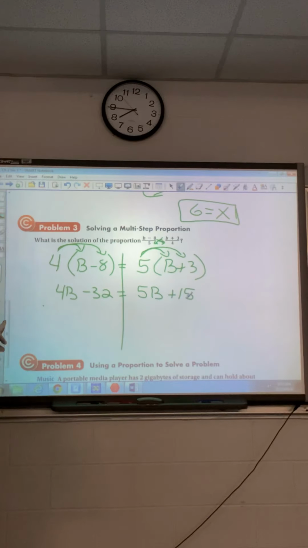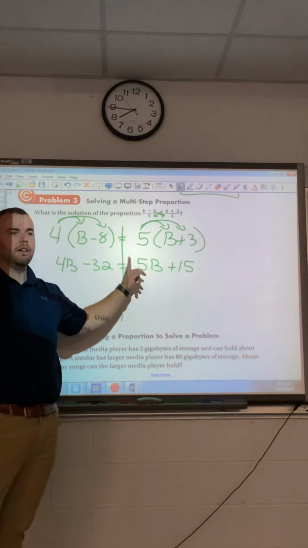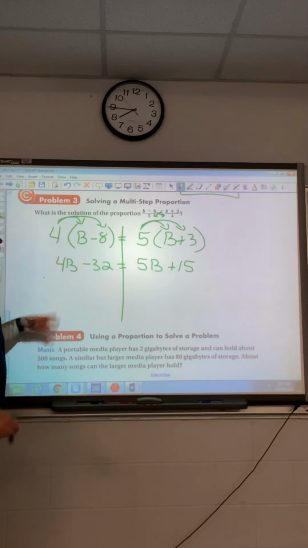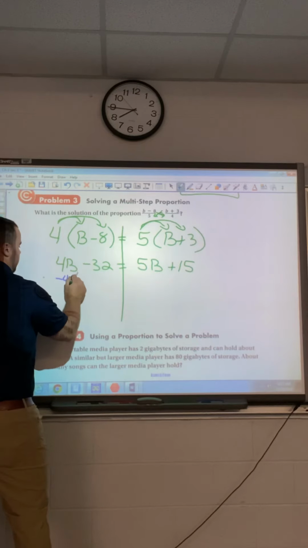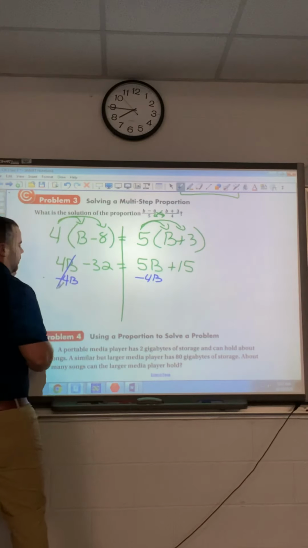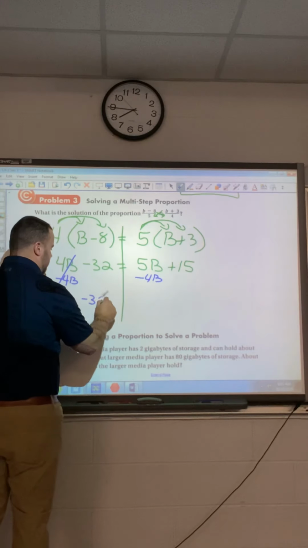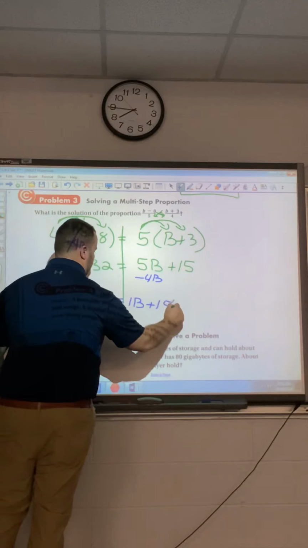I'm going to get my variables on the same side. I think I'm going to subtract 4b from both sides so I don't have any negatives. Okay, if I want to, I could subtract the 5b. I'll get the same thing. So I'm going to subtract 4b from here, minus 4b from there. So that's gone. That leaves me negative 32 equals 1b plus 15.